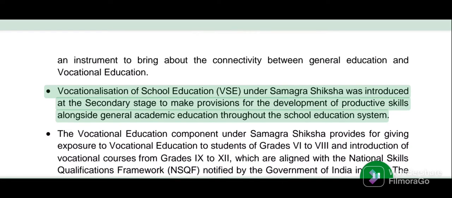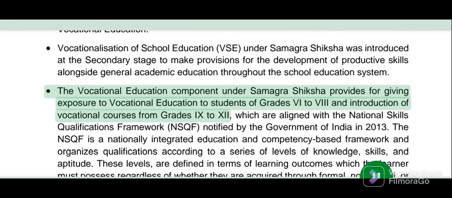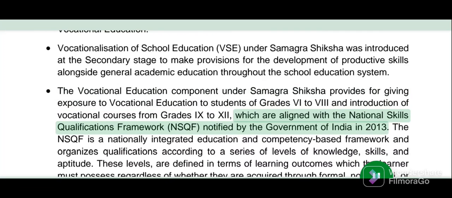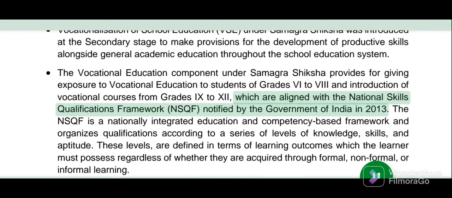Vocationalization of school education (VSE) under Samagra Shiksha was introduced at the secondary stage to make provisions for the development of productive skills alongside general academic education throughout the school education system. The vocational education component under Samagra Shiksha provides for giving exposure to vocational education to students of grades V to 8 and introduction of vocational courses from grades IX to 12, which are aligned with the National Skills Qualifications Framework (NSQF) notified by the Government of India in 2013.